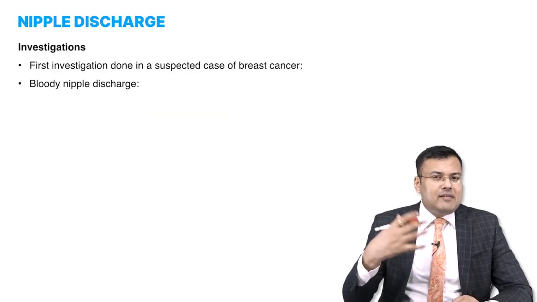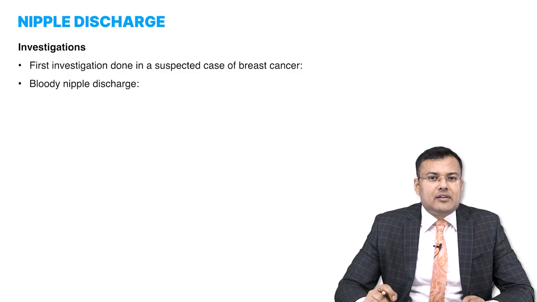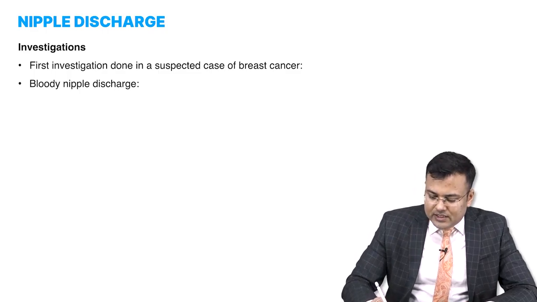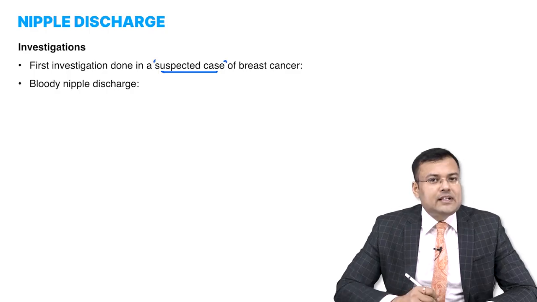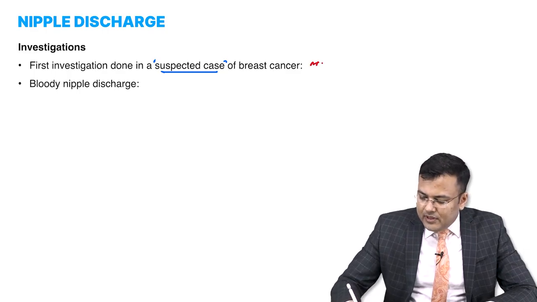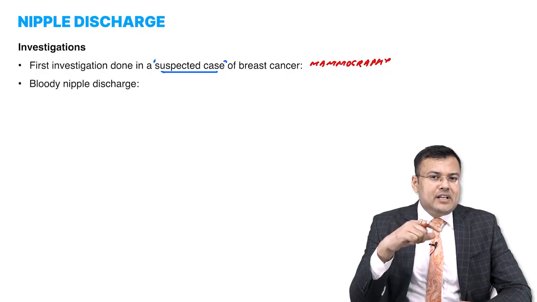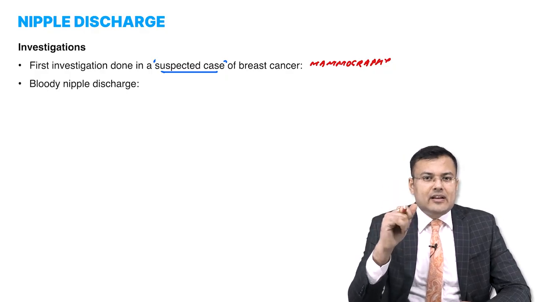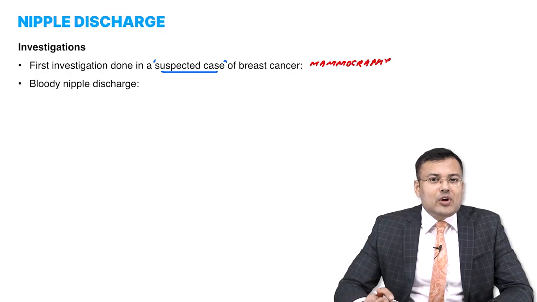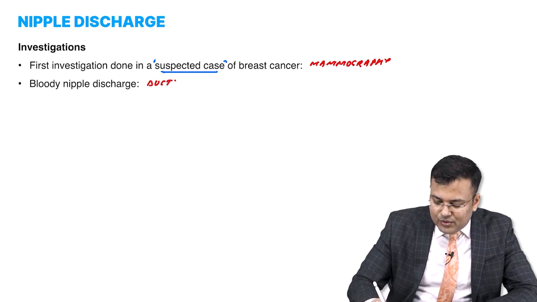Now, how to investigate? If a patient is coming to you with nipple discharge, if you suspect breast cancer, what is the first investigation done? Obviously, that's mammography. And suppose the patient is having bloody nipple discharge from the duct, you inject the dye and take an X-ray. What's the name of this investigation? Yes, ductography. So for bloody nipple discharge, we are going for ductography.